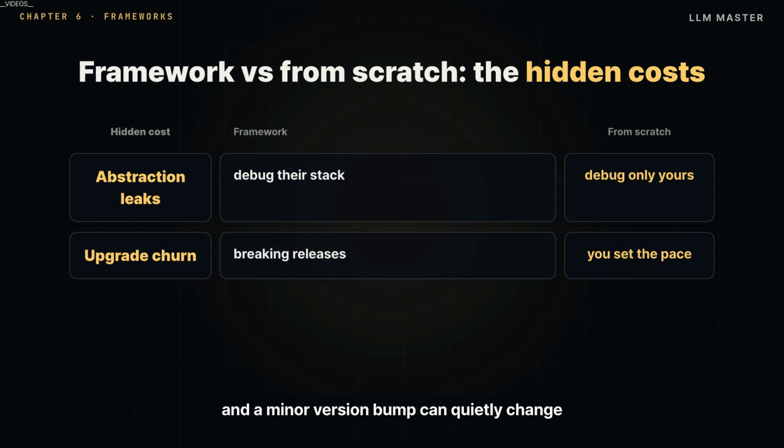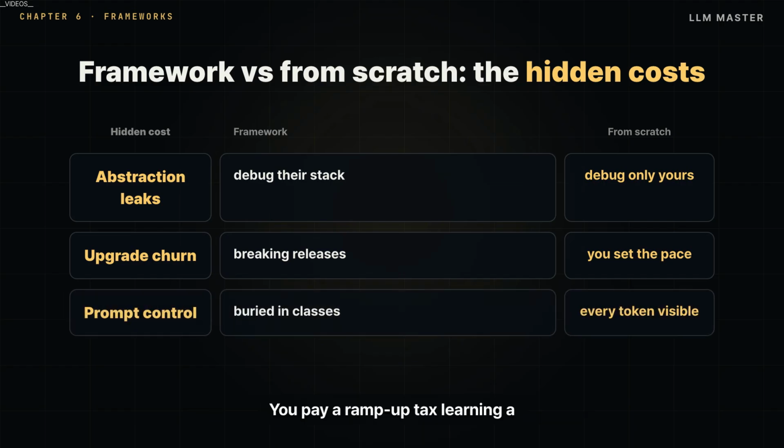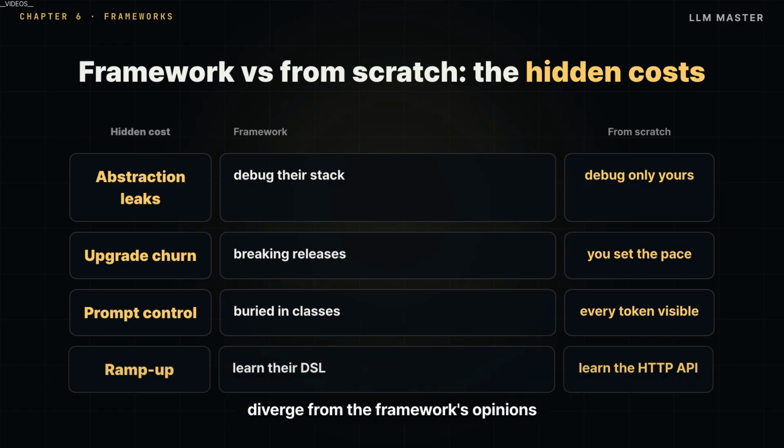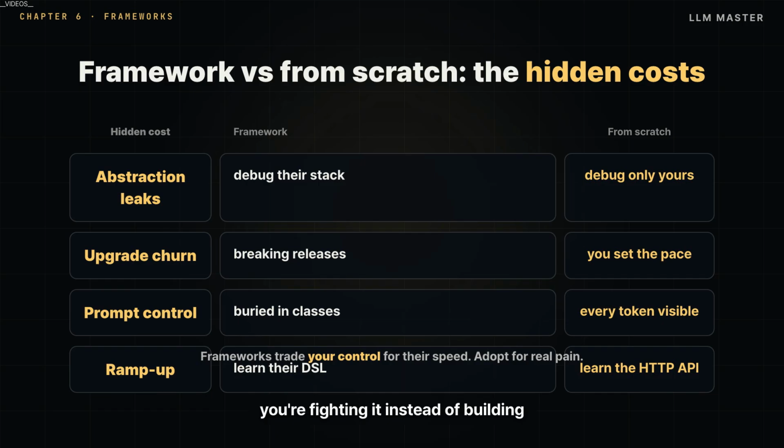Releases churn, and a minor version bump can quietly change your prompts or your control flow. The prompts themselves get buried inside classes, right when you most need to see every token. You pay a ramp-up tax learning a domain-specific way of doing what the raw HTTP API does in a few lines. And there's a ceiling. The moment your needs diverge from the framework's opinions, you're fighting it instead of building.